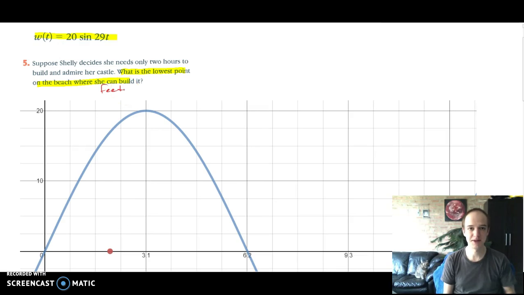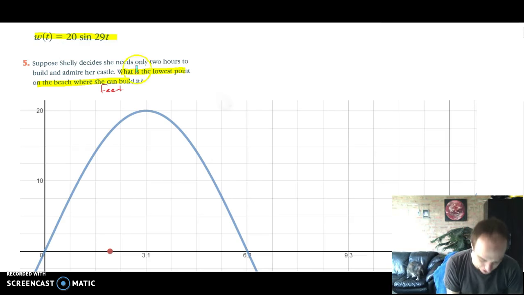And they're giving us some information about time. So we're probably not going to have to use inverse trig, because we had to use inverse trig in the opposite situation where we knew feet and we needed to find time. So this is just a different sort of formulation of this problem.